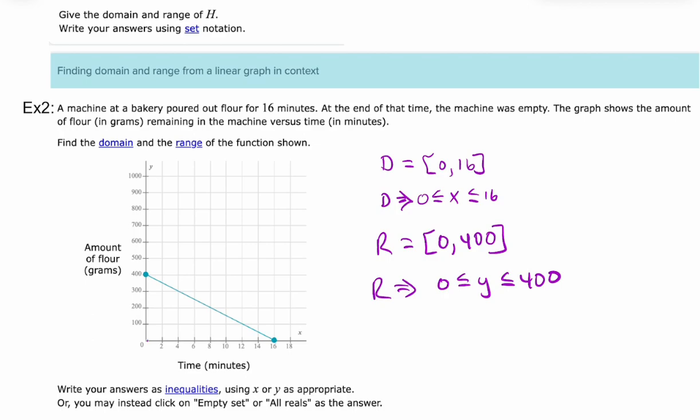If this graph had arrows on it, if it was a true linear function instead of just a linear segment, our domain and range would be all real numbers. See how here you could pick all real numbers if that were the case. Do we have any questions about example 2?